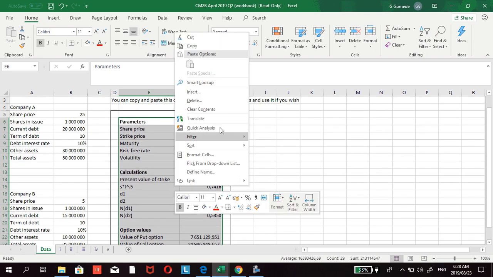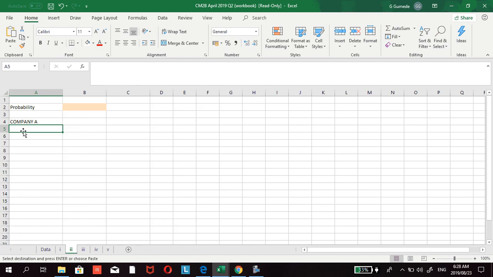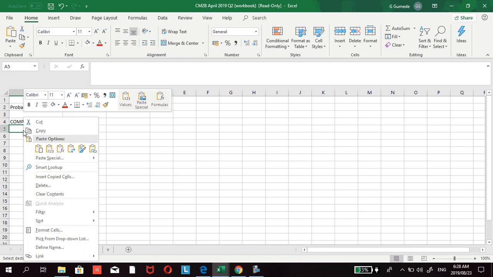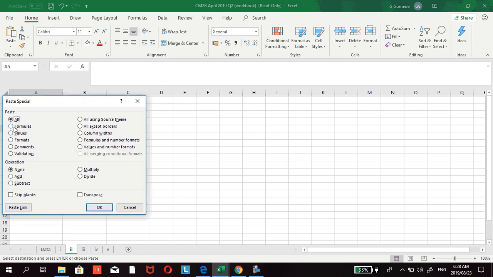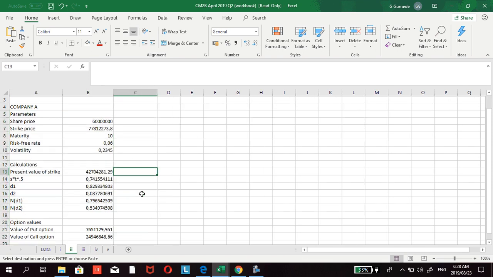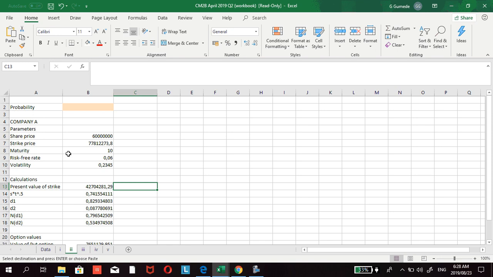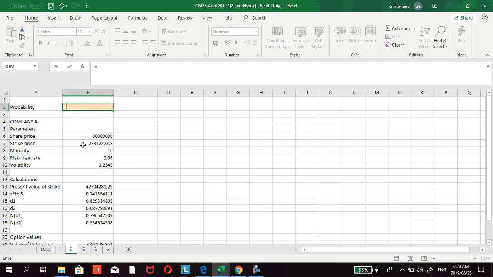Okay. I'm going to copy this and I'm going to come here and paste. So you want to paste everything there, even your formulas. Okay, and there are your workings. Now you are looking for the probability that company A is able to repay the loan, which is phi of D2. Okay, so I'm picking up this value here. And there is your probability you have given your examiner.